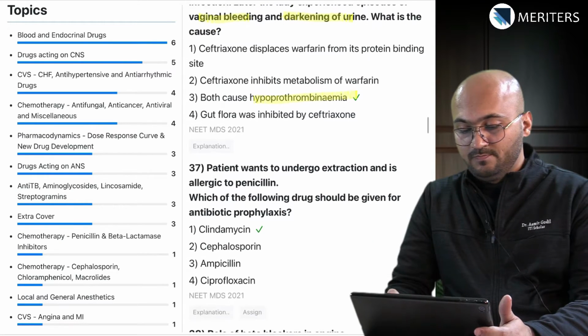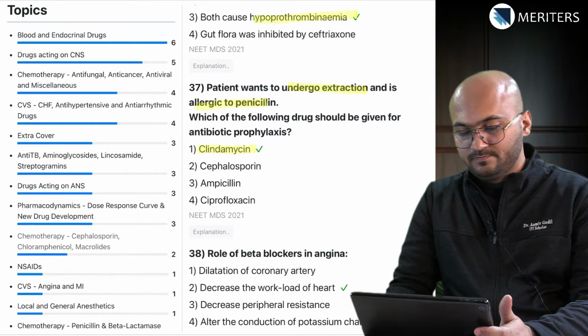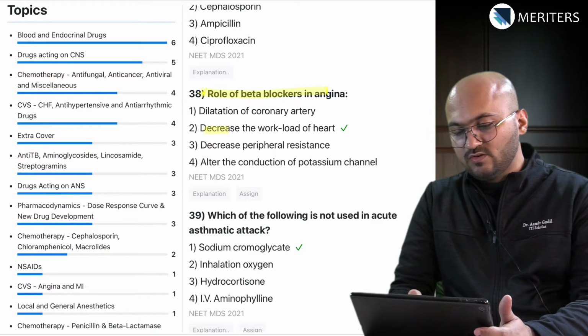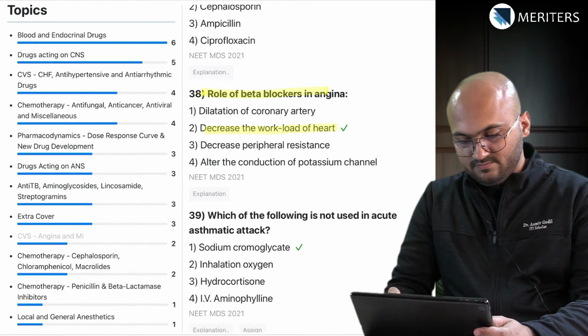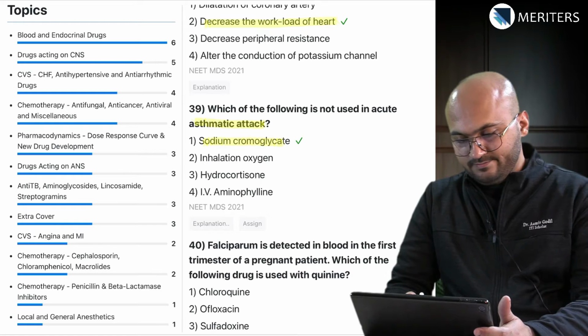Watch the videos. Patient wants to undergo extraction and is allergic to penicillin. Which of the following drug should be given? Clindamycin. Role of beta blockers in angina is to decrease the workload of the heart. Which of the following is not used in acute asthmatic attack? Chromoglycate.